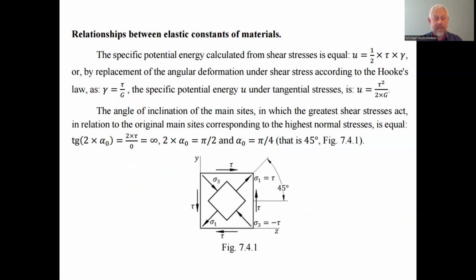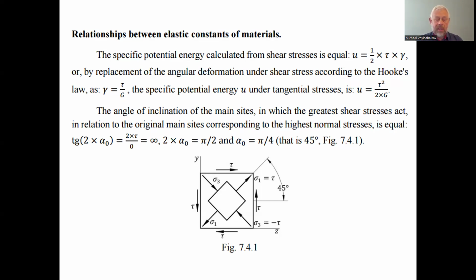Of interest is the relationship between the elastic constants of the materials. We have 3 constants usually considered. The first is the modulus of elasticity E for stretching and compression. The second is the modulus of elasticity for shearing, which we call G, and the third constant is Poisson's ratio.